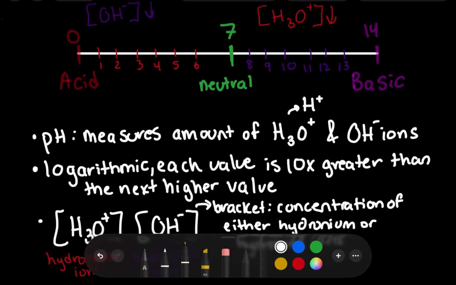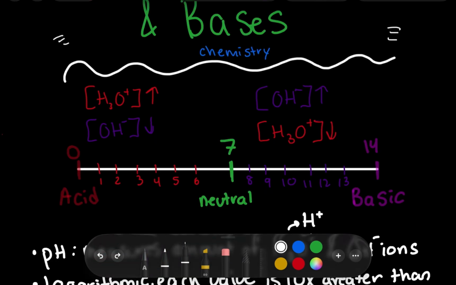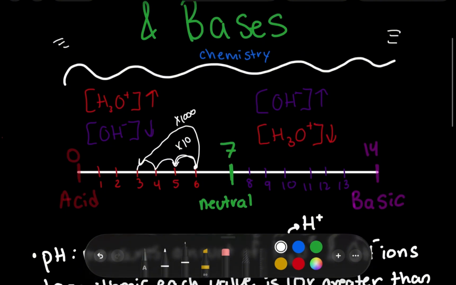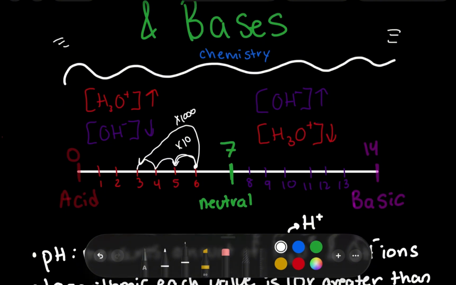Now the pH scale follows a logarithmic scale, where each value is 10 times greater than the next higher value. For instance, let's say I have a pH of 6 and I go to a pH of 5. The pH is changing by a factor of 10. Now let's say I go from 6 to a 3, now I'm changing from 10 to 100 to 1,000. So the factor is changing by 1,000.